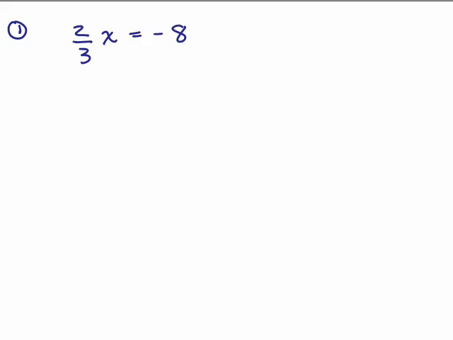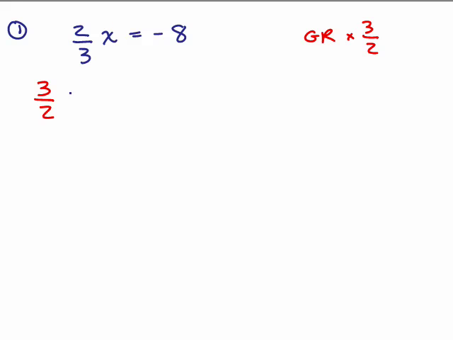Okay, so here's an example. 2/3 x equals -8. So we have 2/3 times x, so we would want to multiply by the reciprocal so that we know what just x is. So I'm going to use the golden rule, multiply both sides by 3/2, so you can see what I'm doing.